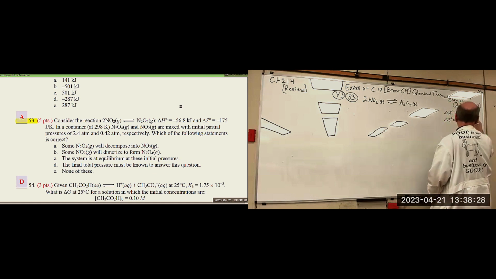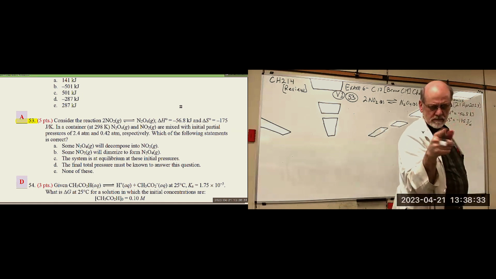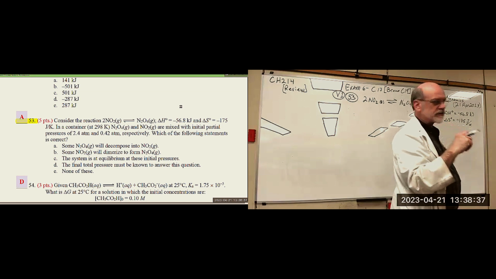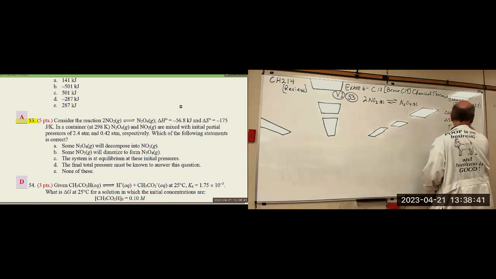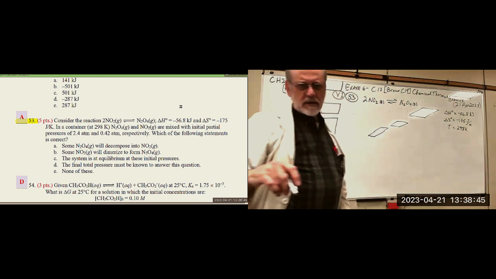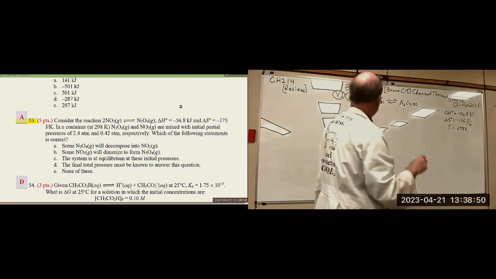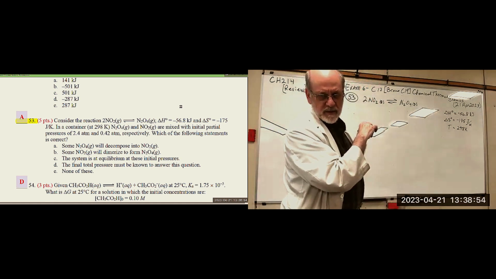Joules per K. Right? And the temperature in the container is 298. Okay, that's all the given information, except for the pressures, 2.4 atmospheres, 0.42. I want to put them in the right place.